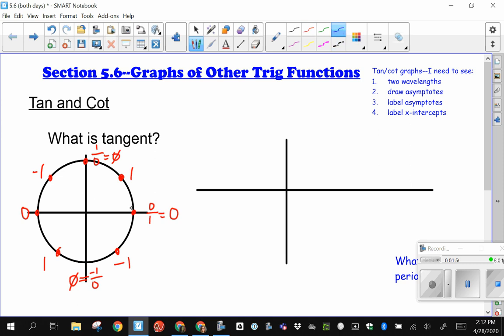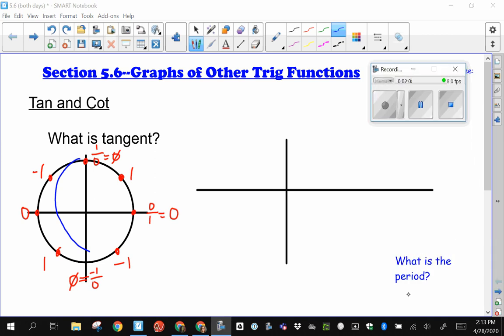So take a look at this and see how long it takes for something to return back to its original value. It takes pi radians for that to happen. Pi radians for us to get back to undefined. Pi radians to go from 1 to 1. That is the reason that the period of tangent is pi, and we've discussed that in a previous video. That's a non-transformed tangent.